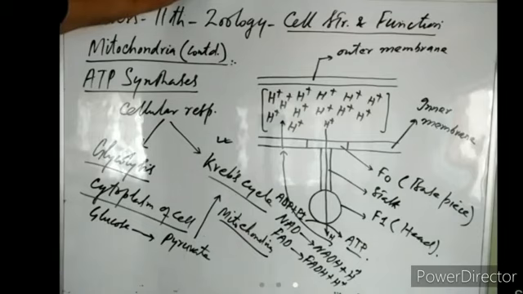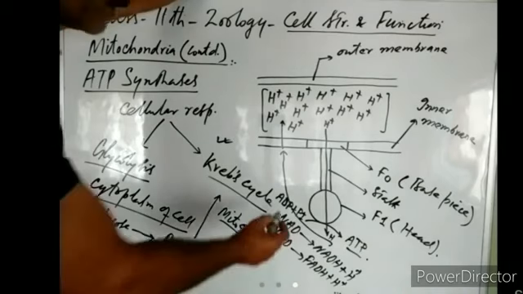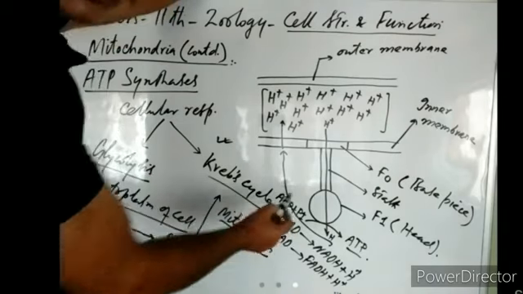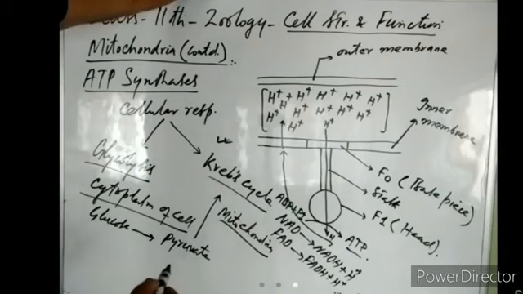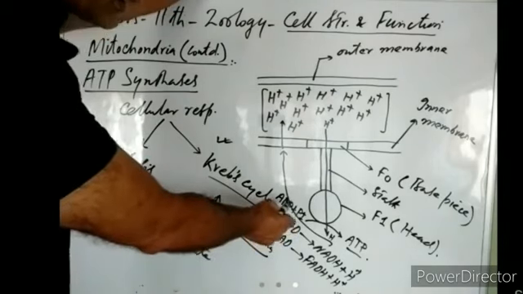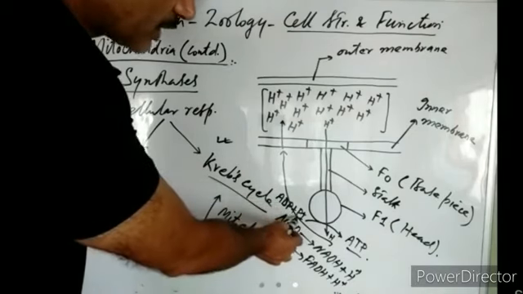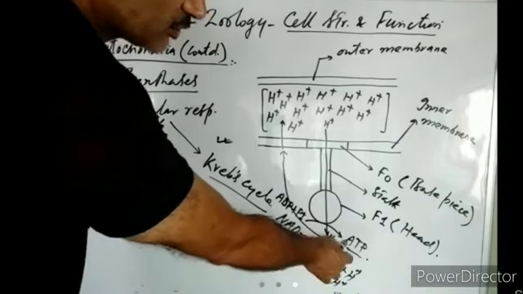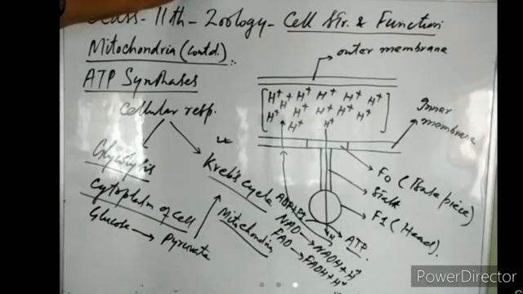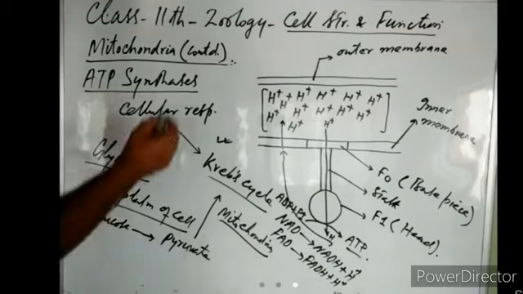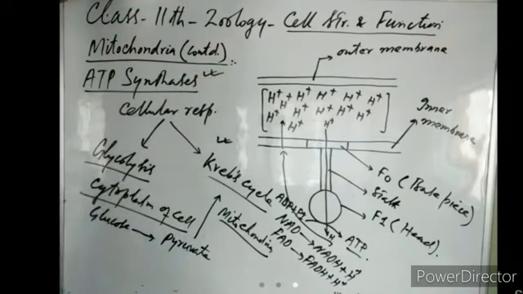And that energy is utilized in the combination of ADP and inorganic phosphate. With the help of that energy, inorganic phosphate is combined with ADP. A phosphate bond is formed, and ADP plus inorganic phosphate are changed into ATP, right? So in this way, these elementary particles are the sites of ATP synthesis in mitochondria. That is why we call them ATP synthase.